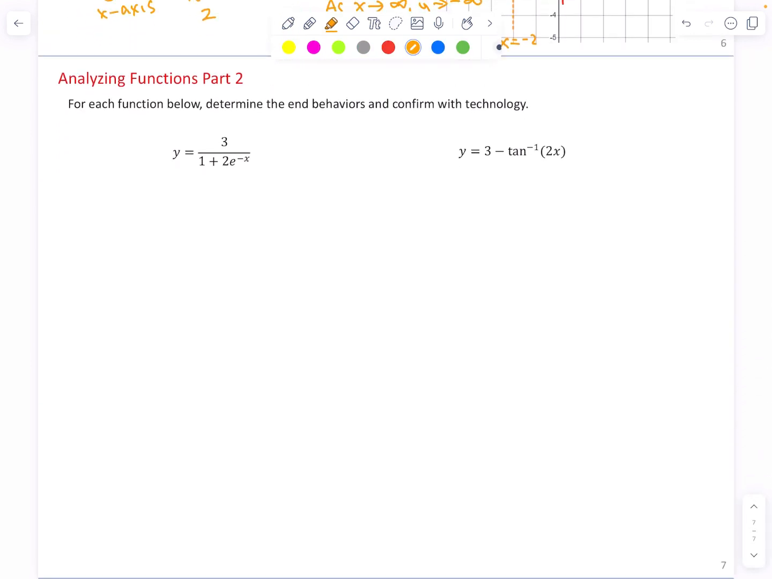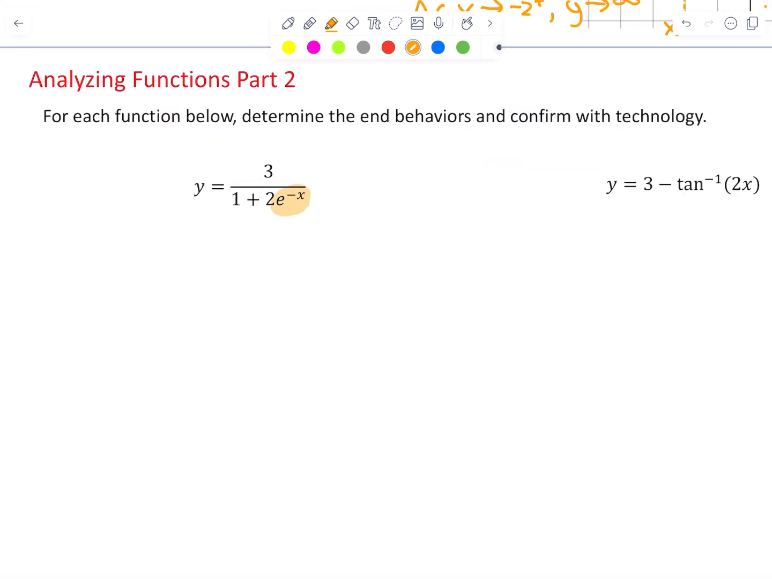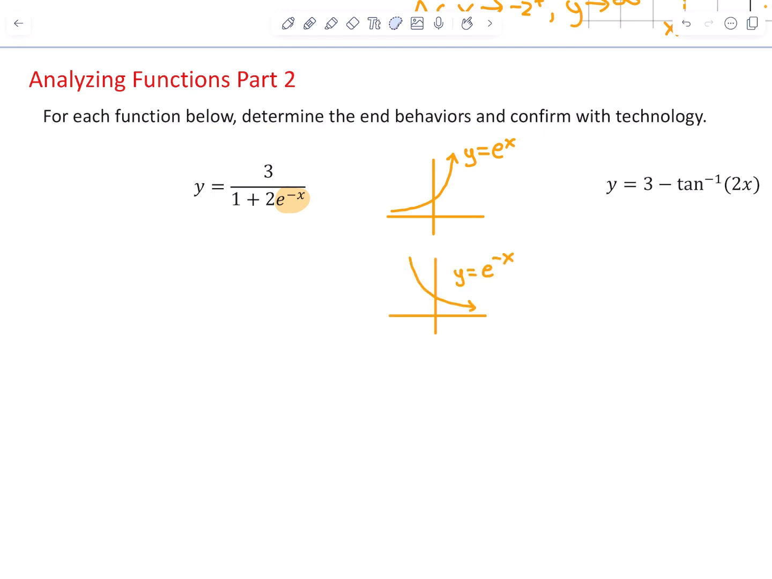For each function below, determine the end behaviors and confirm with technology. For this first case, I'm going to focus on where the x's are. We have an exponential e to the negative x. The graph of y equals e to the x is a growing exponential, and the graph of y equals e to the negative x reflects this around the y-axis, and we get this decaying exponential.